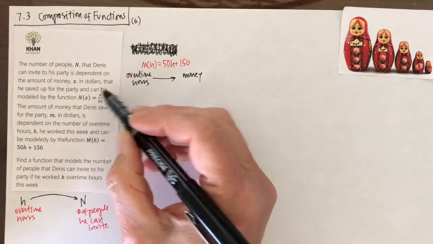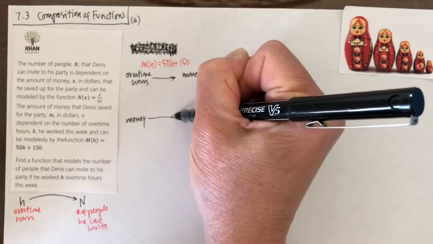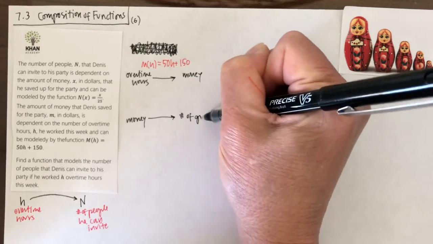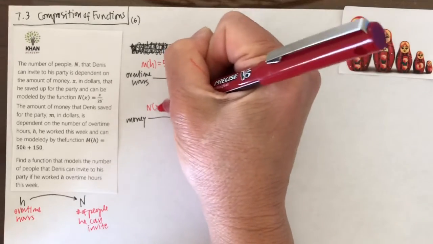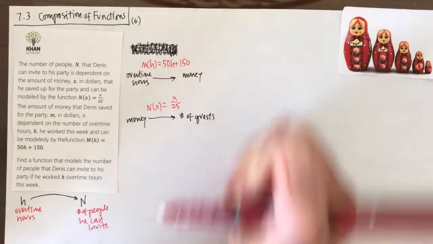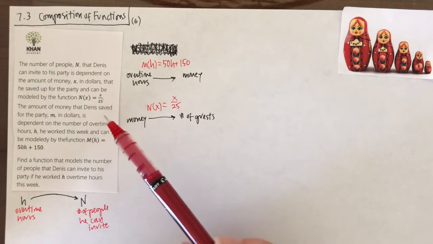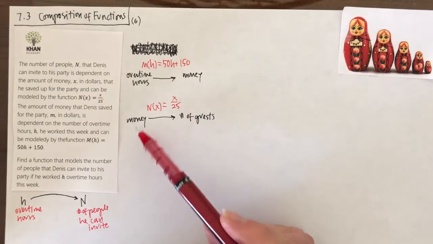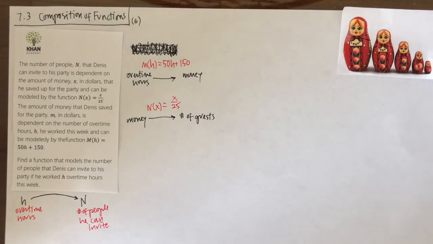And then we have another stepping stone where the amount of money he has for the party determines the number of guests. And this is given by the formula N of X equals X over 25. So money is represented by 2 different variables. That's one thing that's a little bit tricky on this problem. Money here is represented by M, and money here in this formula is represented by X, but that's okay. If we think of things as just inputs and outputs, it becomes a little clearer.